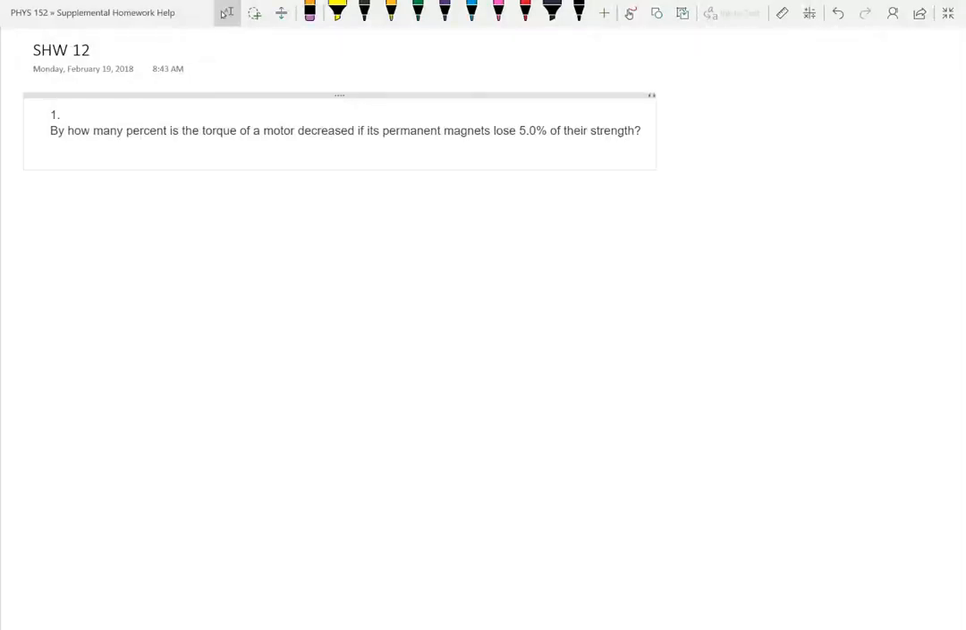So, it'll show up. By what percentage, or by what percent? I'm going to read in English now. Okay. By how many percent is the torque of a motor decreased if its permanent magnets lose 5% of their strength? There's an equation somewhere. So the concept is torque and magnetic fields. I think that's what the concept would be.